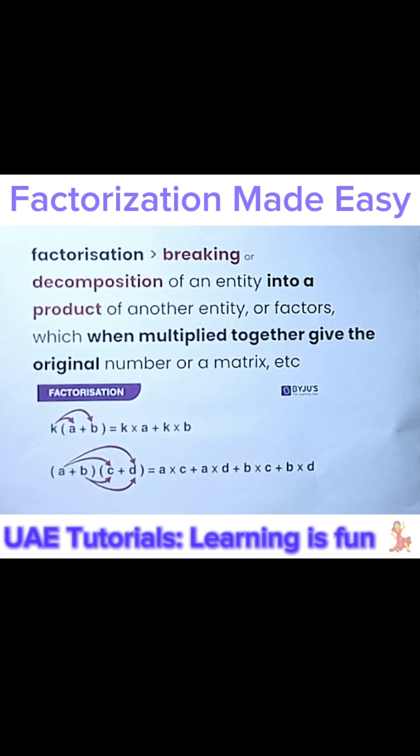When you are given an expression to factorize, what you are simply asked to do is to break that expression into two factors that when you multiply those factors together, you get the original number. We're going to use some examples to demonstrate this. Let's take note that a factor of a number or an expression is something that can divide that number or that expression without a remainder.